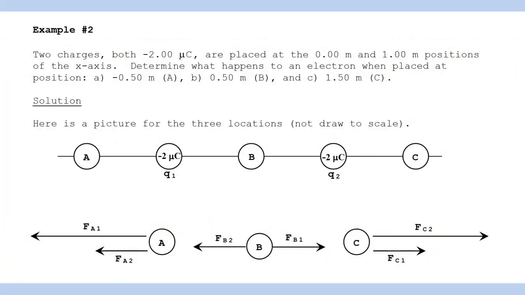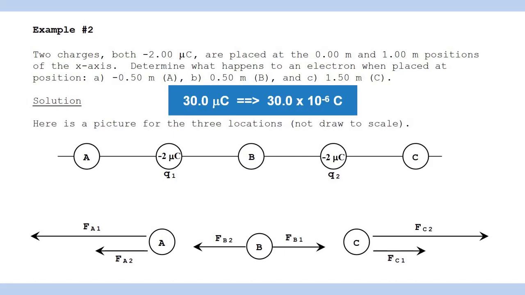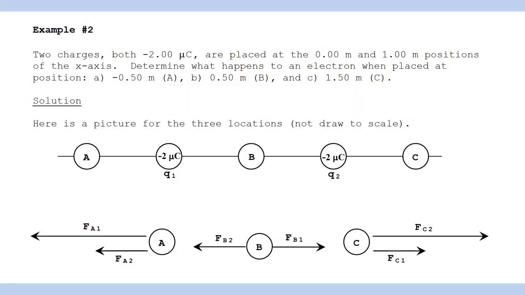Now I'm going to go over this example here because you have to understand how to determine which way a force will act on a charge due to another charge. But first of all, I want to introduce you to a new prefix called mu, which represents 10 to the negative 6 power. So in a lot of calculations involving forces between charges, you're going to see something like a microcoulomb. So 30 microcoulombs is really 30 times 10 to the negative 6 coulombs.